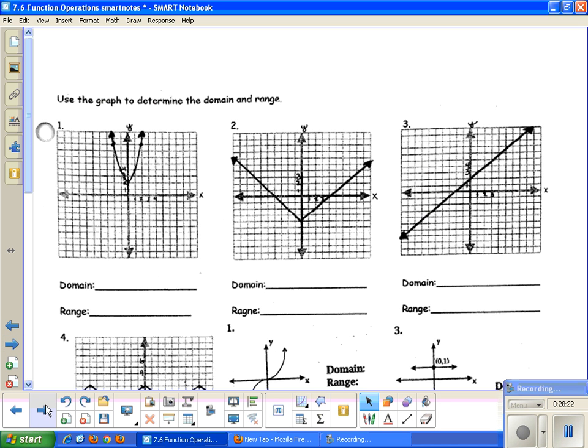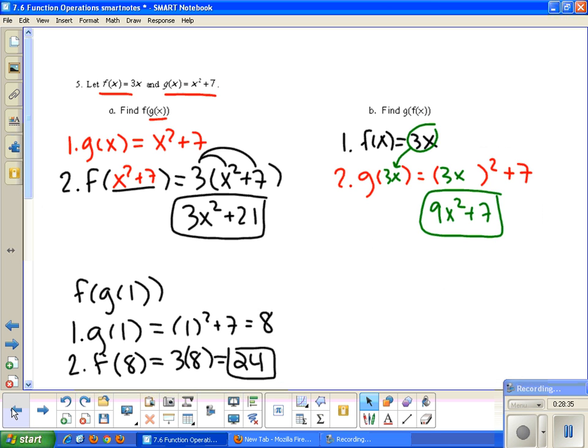So for the last part of this are these graphs for domain and range. We are not going to do these graphs in the video. We will go ahead and talk about these graphs in class. So make sure you bring the rest of the stuff with you, and then, like I said, we'll do a lot more practice of this in class.